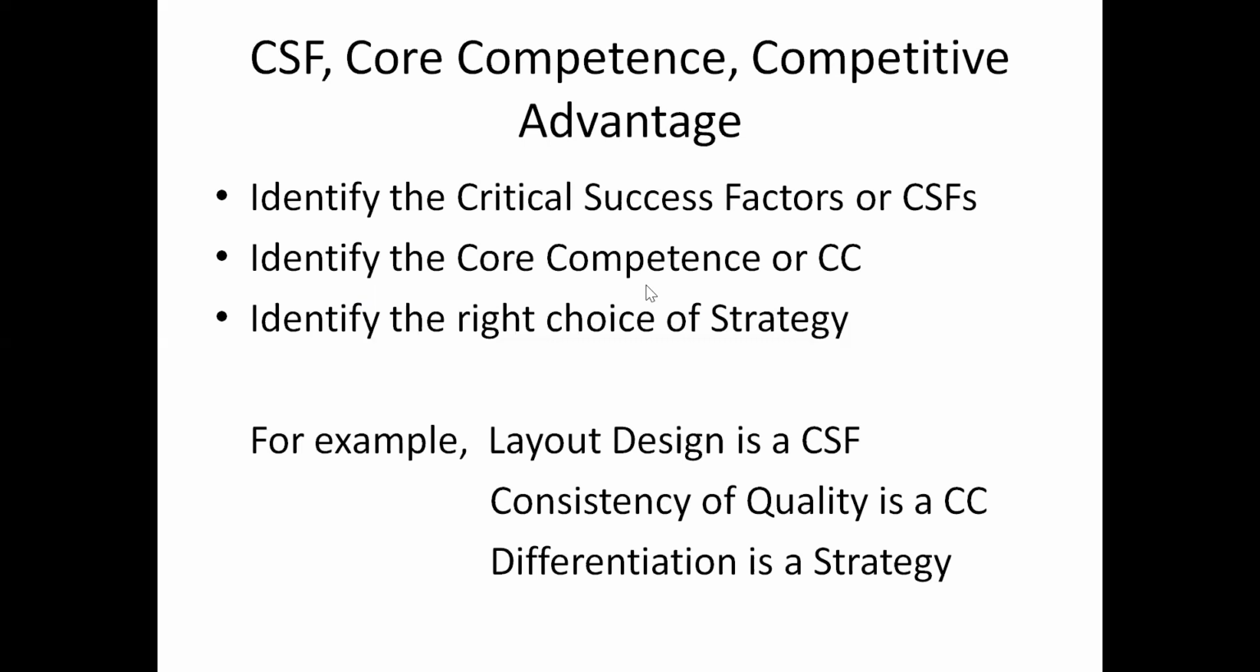The third one is we have to find out how to identify the right choice of strategy. Now here we talk about three different options that are available to us. The first one is differentiation. The second one is cost. And the third one is response. So companies have to figure out which one suits them best given the nature of competition that they are in. They could compete on differentiation, or on cost, or on response.